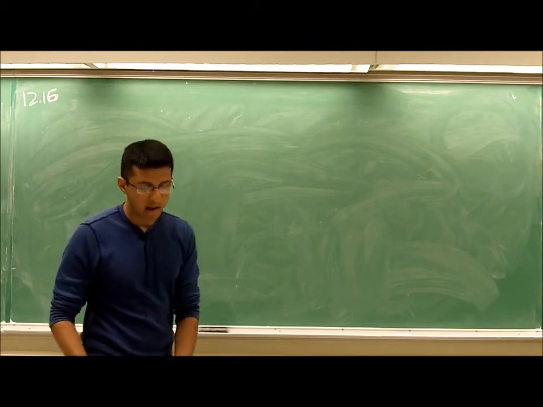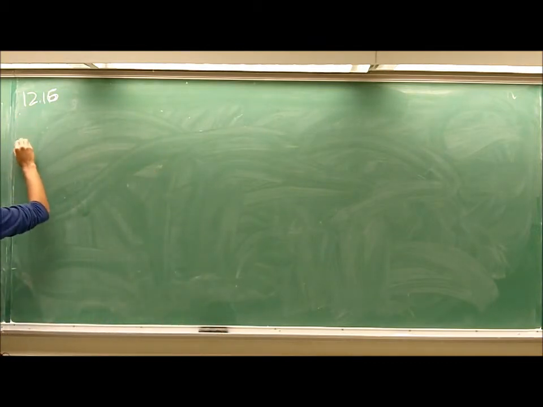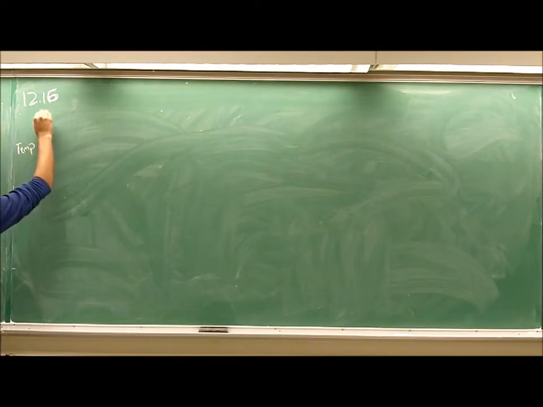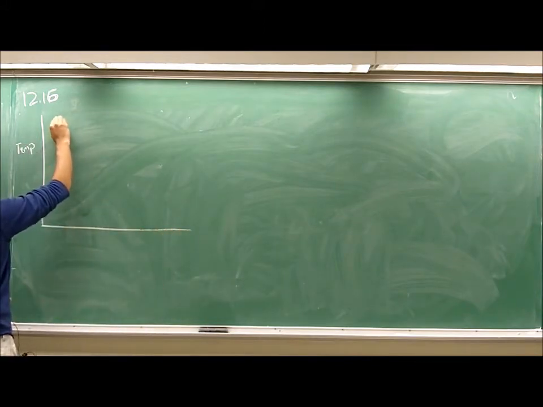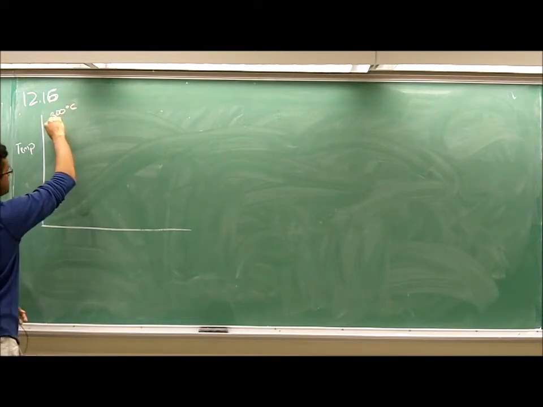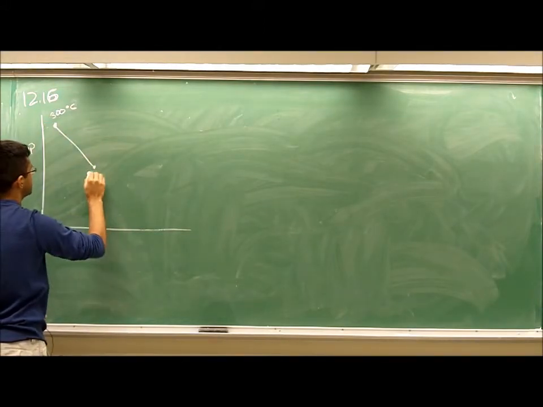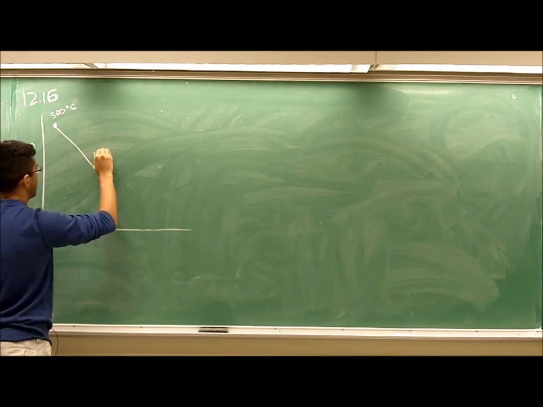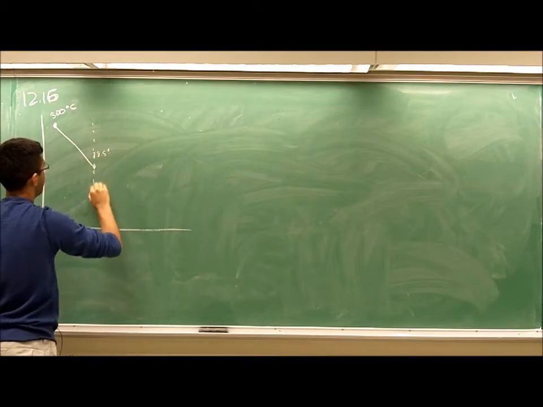So to get an idea of what's happening here, let's draw a diagram. This is in your book, and it'll help you understand what's going on. So we start off at a gas up here at 300 degrees Celsius, and we're cooling this down to 78.5 degrees Celsius, which is the boiling point. So we can call this stage 1.